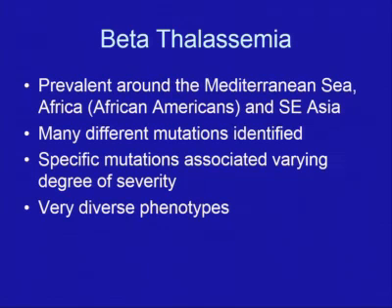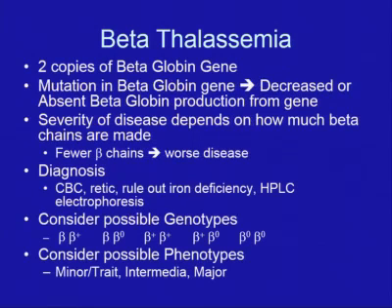So specifically beta thalassemia, we see this around the Mediterranean Sea, in Africa, more so northern Africa, Southeast Asia. There's many different mutations you can see, and again, which mutation you have determines how severe it is. And again, there's a very diverse phenotype from asymptomatic carrier state to severe disease. Like most genes, you have two copies of it, one from mom and one from dad. And then you have a mutation in the beta globin gene, and that gives you decreased or absent production from that particular gene. And how much beta you make dictates the severity.